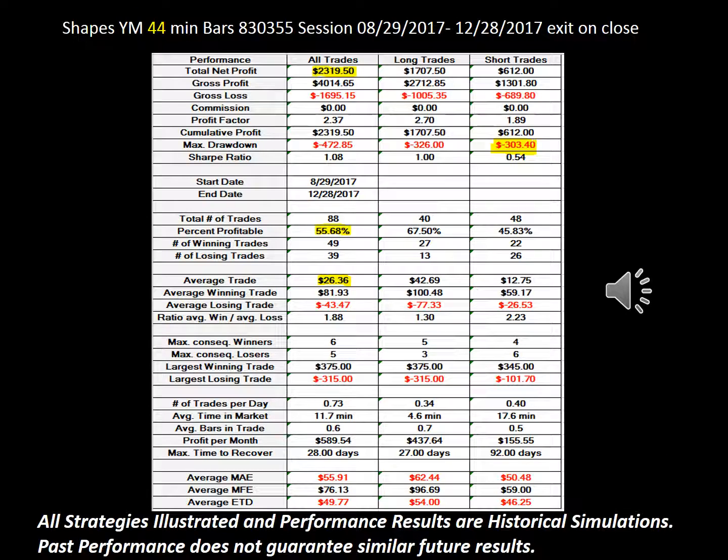Here's the last one for Ninja. This is shapes on the mini Dow. And remember, in the last blind walk forward, the mini Dow lost money on all four systems. It's the weakest one. Here you can see it's got an average trade size of $26, 55% right, only making $2,300, but only has a drawdown of 303. So it's light that way also.